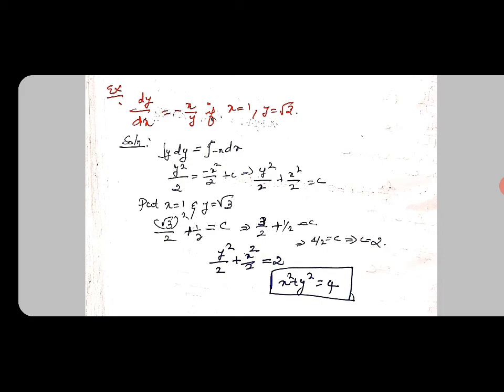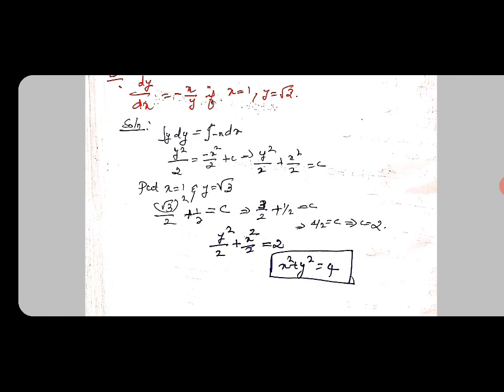Then y square by 2 plus x square by 2 is equal to c. Okay, and put x is equal to 1 and y is equal to root 3.